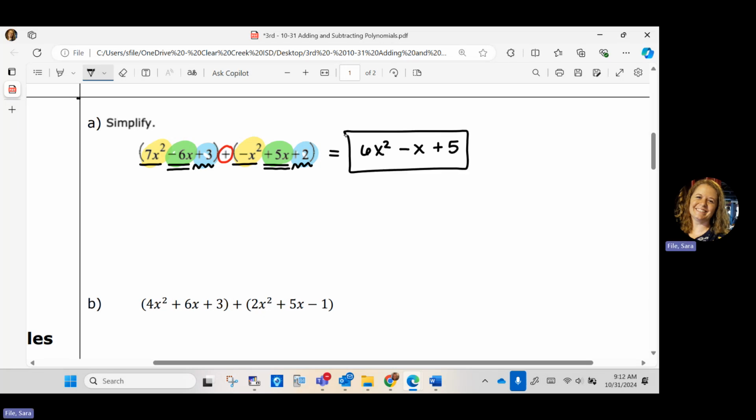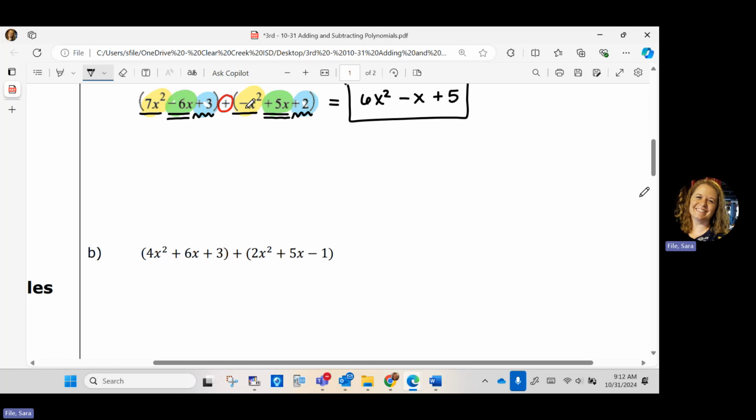So you can use whatever strategy you prefer: highlighting like terms, underlining with the same type of underlining for like terms, or you can stack them so that the like terms are on top of each other. With addition, I think I prefer just the underlining. So I'm going to do just the underlining here with B because this is another addition one.